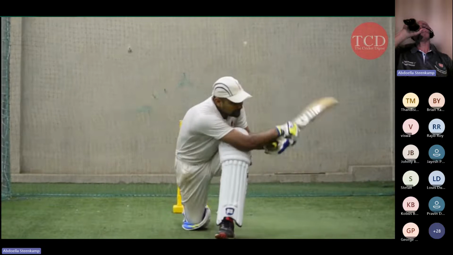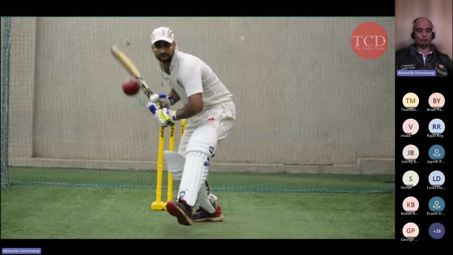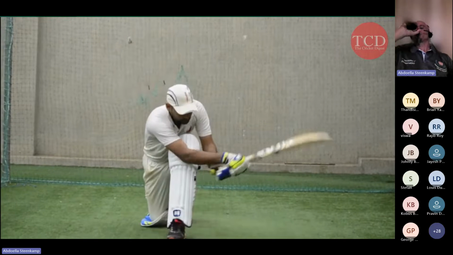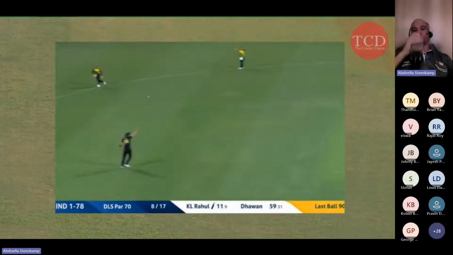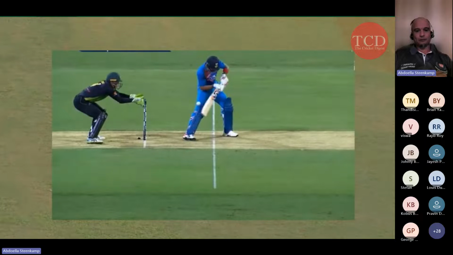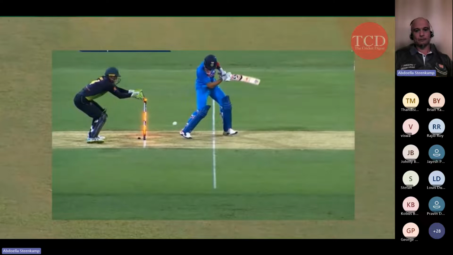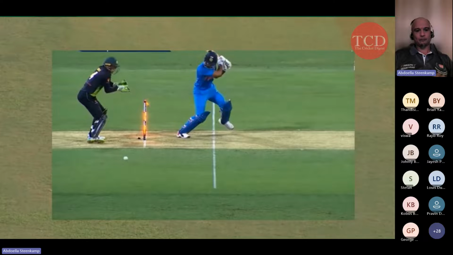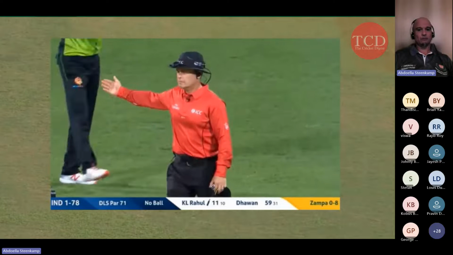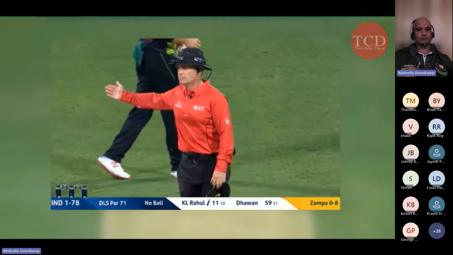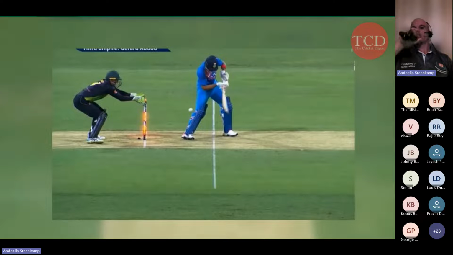First, let's watch a footage from the T20 match between India and Australia, which happened on 21st of November 2018. Australian wicketkeeper Alex Carey ends up touching the stumps before the ball reaches him, and after referring to the third umpire, it was declared a no ball. So what do you guys think about it? It's a no ball because he touched the stumps? Well, let's find out.